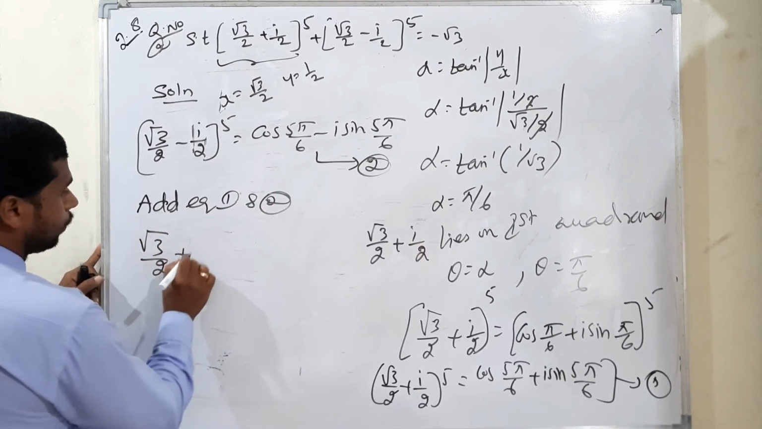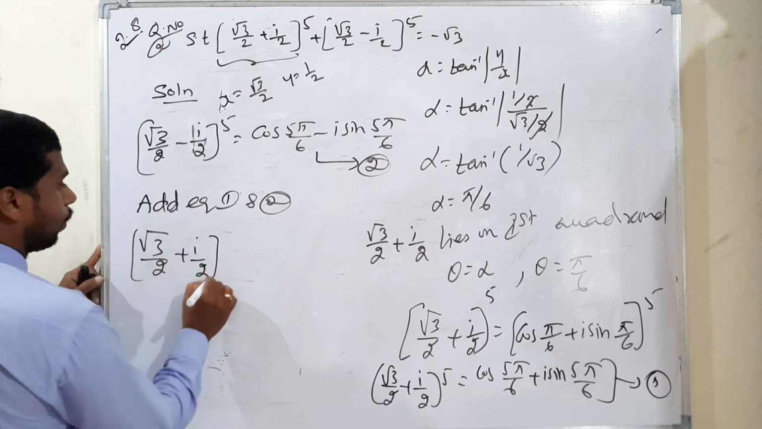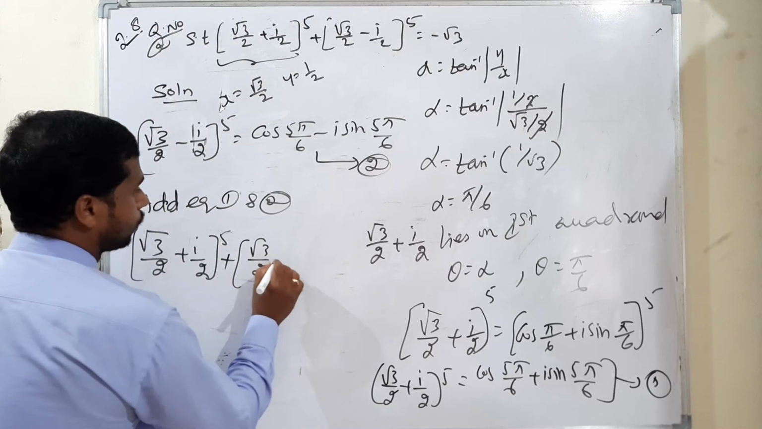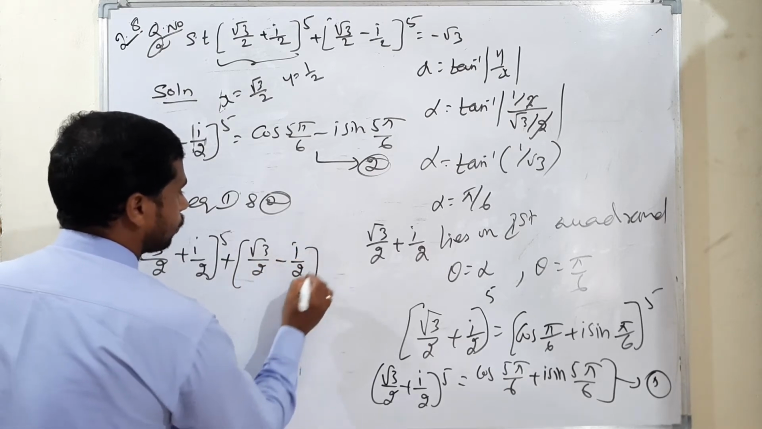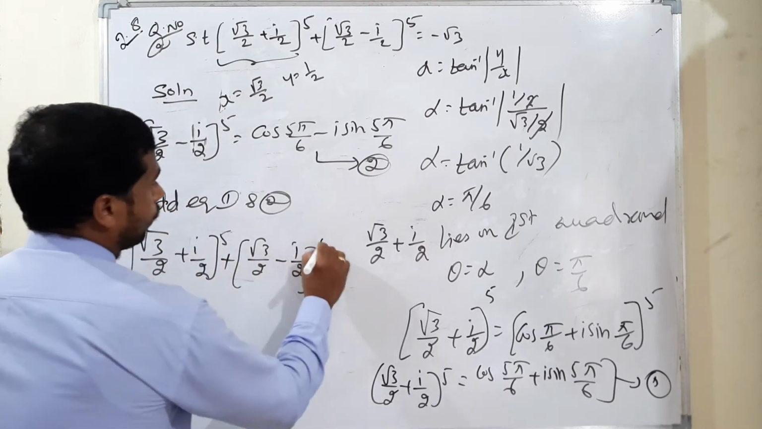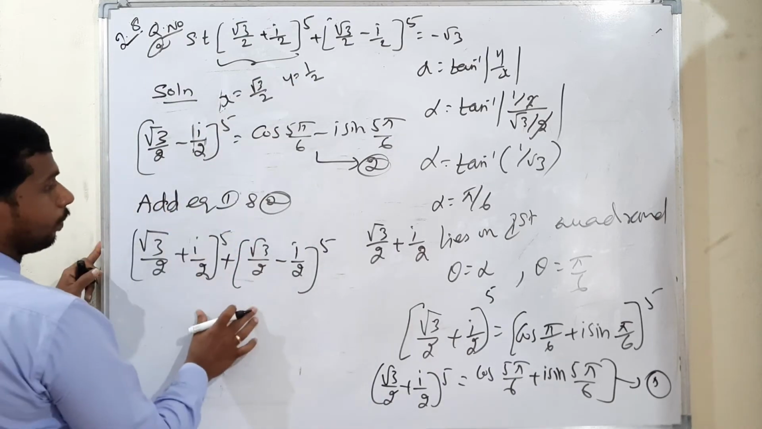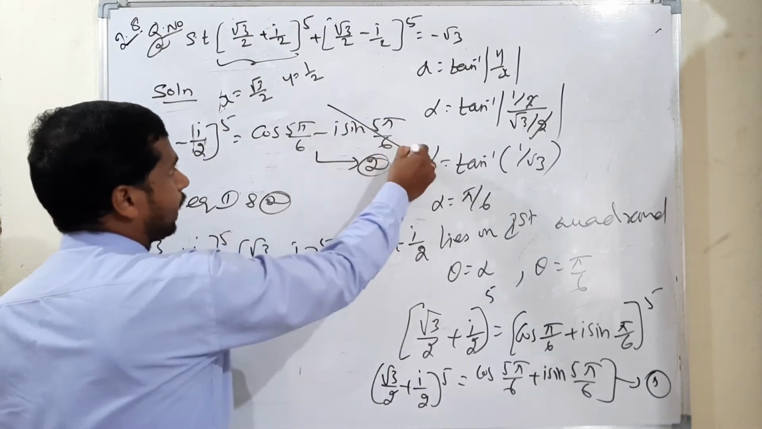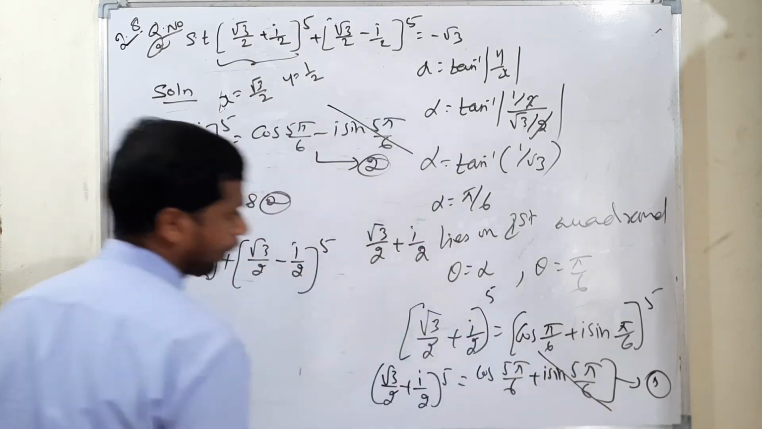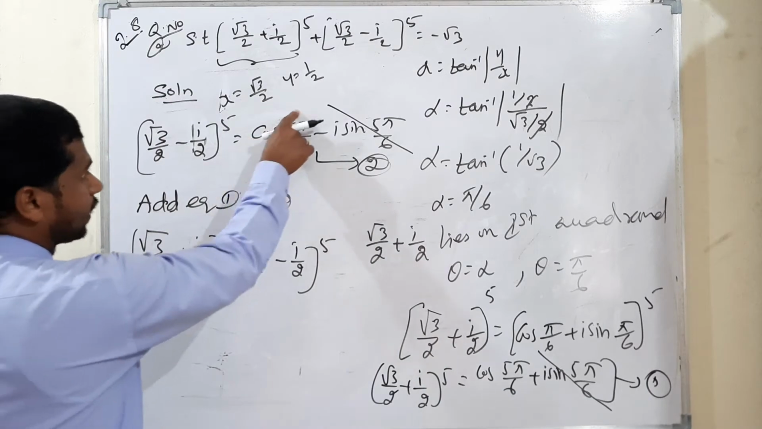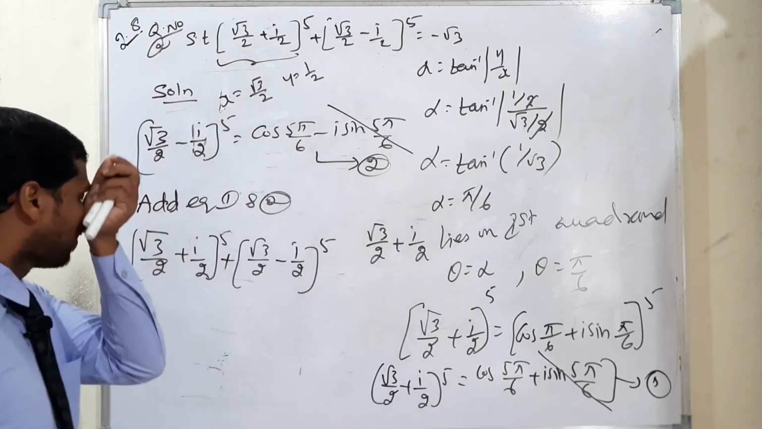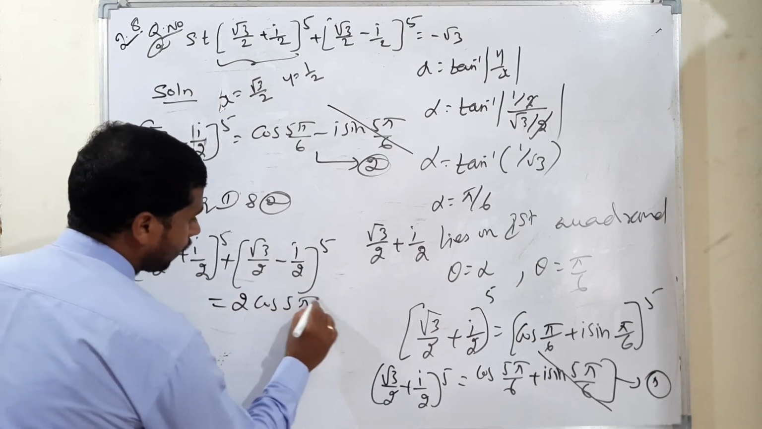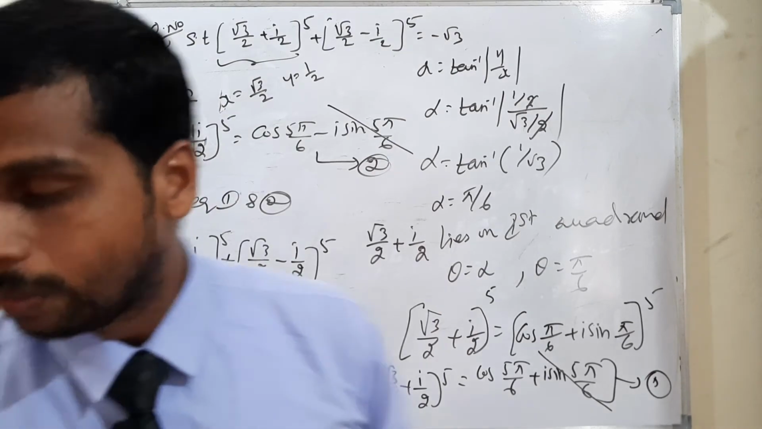Root 3 by 2 plus i by 2, the whole power of 5, then plus root 3 by 2 minus i by 2, the whole power of 5. This is the left hand side now, but we need minus root 3 on the right hand side, so check it. Here minus i sin pi by 6 and plus i sin pi by 6 cancel, remaining cos pi by 6, here also cos pi by 6. These two terms will be equal to 2 cos 5 pi by 6, isn't it?